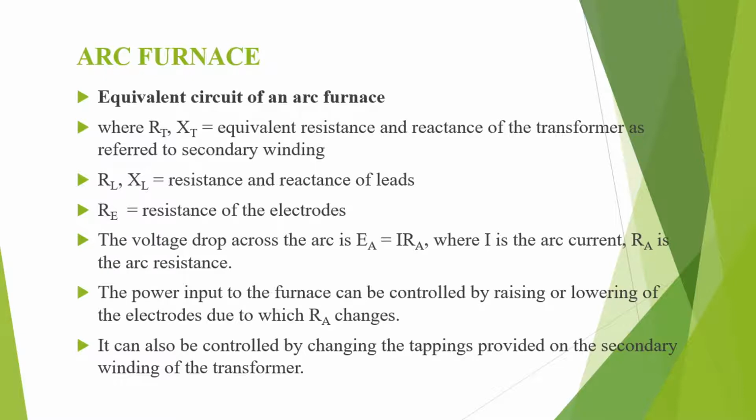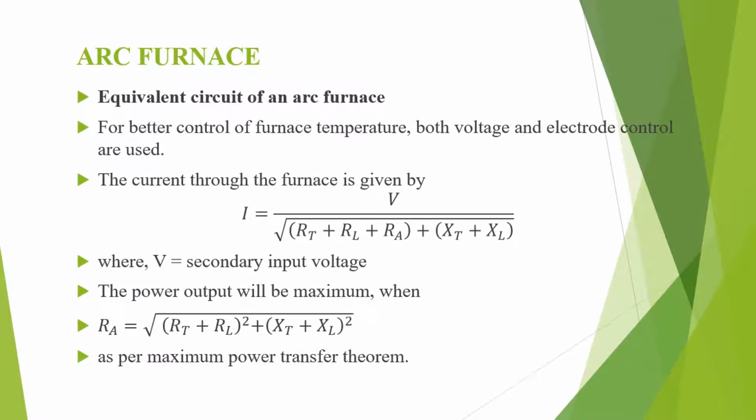The power input to the furnace can be controlled by raising or lowering of the electrodes, due to which the resistance of the arc changes. This can also be controlled by changing the tappings provided on the secondary winding of the transformer. For better control of the furnace temperature, both voltage and electrode control are to be used.